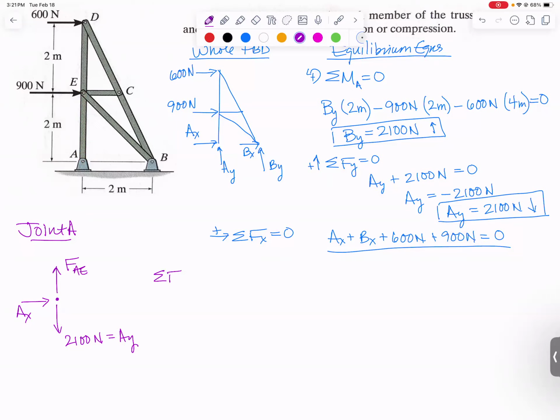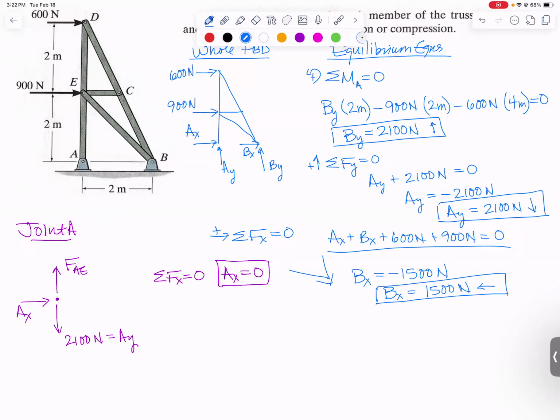If I sum forces in the X, I get that AX is 0 because it's the only force in the X direction on that pin. Now we can go back to this other equation. Combining these 2 together, I'll get that BX is minus 1500 newtons, which means BX is 1500 newtons to the left.